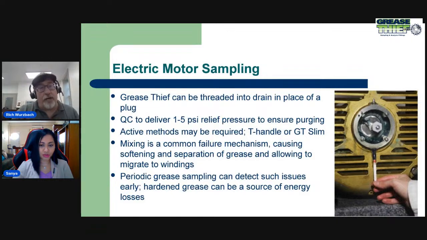We can look right through the body of the clear Grease Thief. And then if we don't like what we see, we can unthread it, cap it, and take it to a lab for analysis. Or as we've been talking about, the mini lab, right? Yes. Do it right on site and get those answers right there because someone's scratching their head.